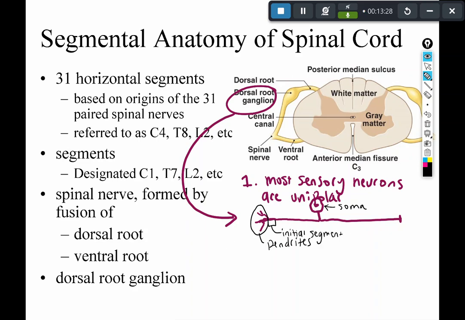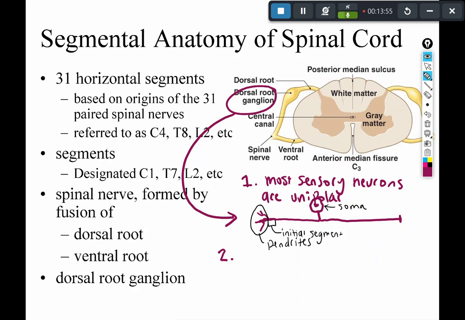And then the rest of it is axon. So that brings me to the second thing that we have to remember, which is that everything outside of the spinal cord, so anything that's not spinal cord or brain, is automatically peripheral nervous system. And there are particular ways that we refer to groups of cell bodies or groups of myelinated axons, depending on whether they're in the central nervous system or the peripheral nervous system.